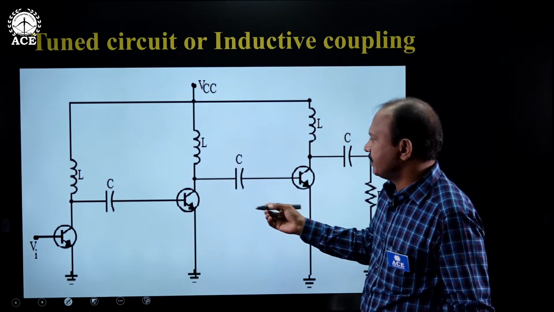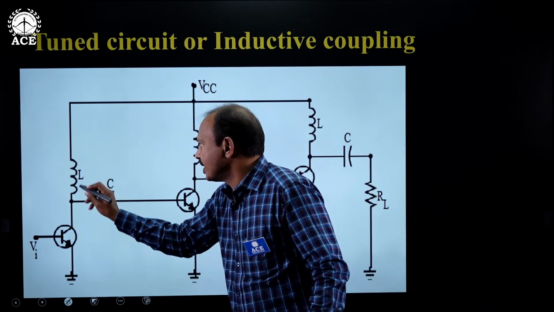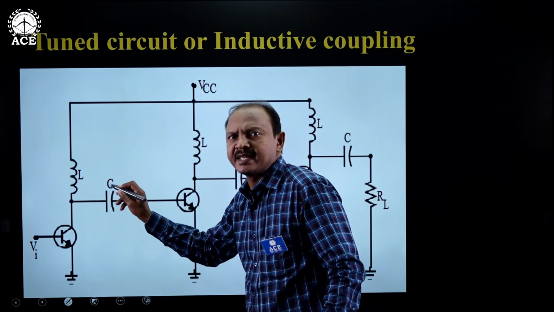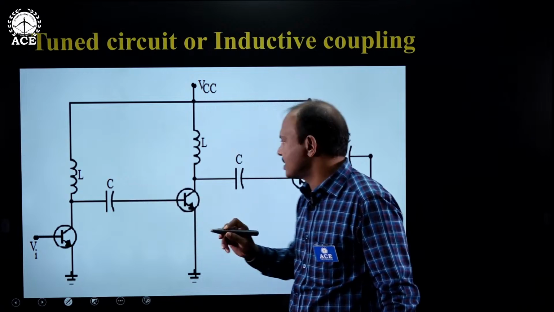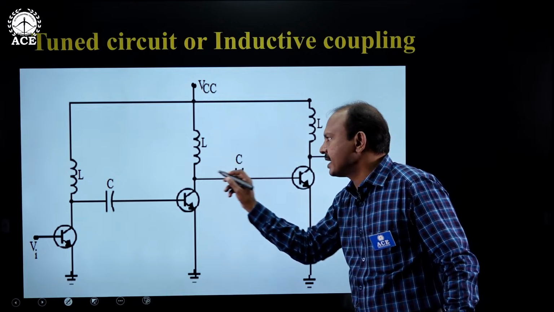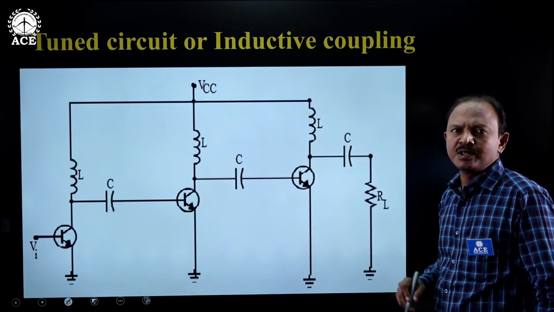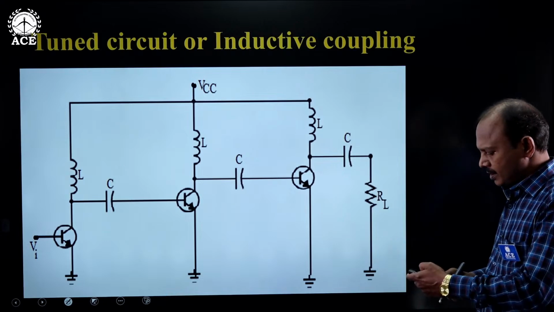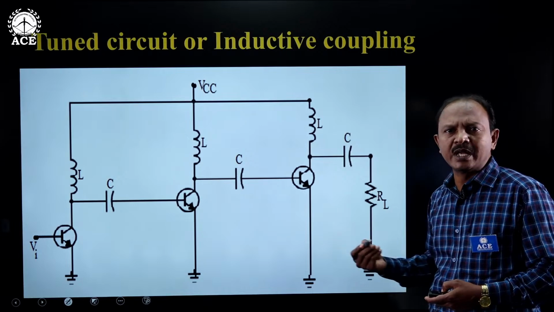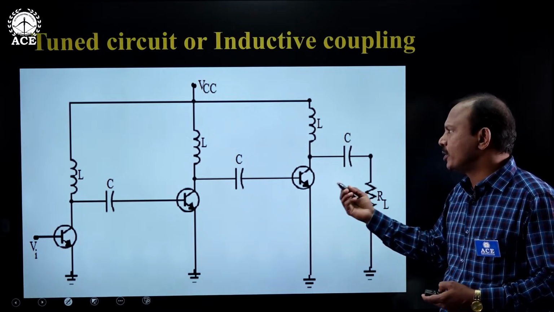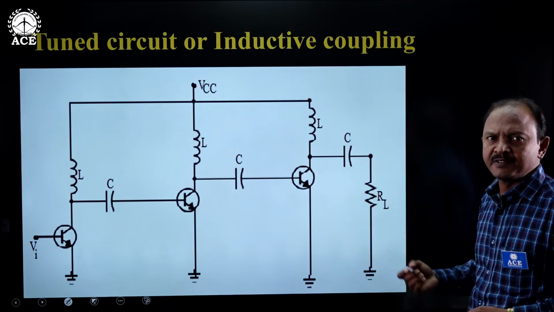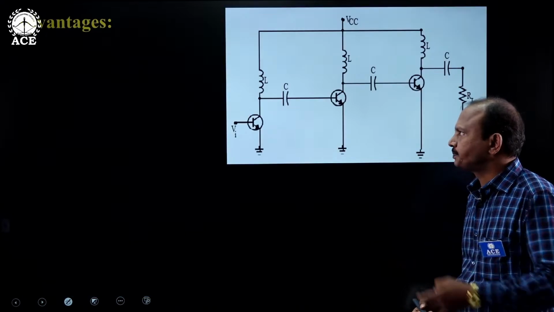Now, if you carefully observe here, the output of the first stage is connected to the second stage via an LC tuned circuit, hence the name tuned circuit coupling. Similarly, the output of the second stage is coupled to the next stage or load via another LC tuned circuit. This type of coupling scheme is mainly used in tuned amplifiers, class A tuned amplifiers, single tuned and double tuned amplifiers. Now let's see the advantages of this coupling scheme.